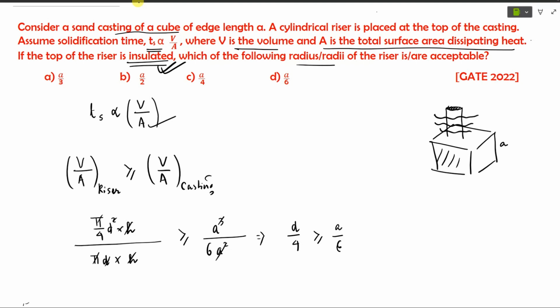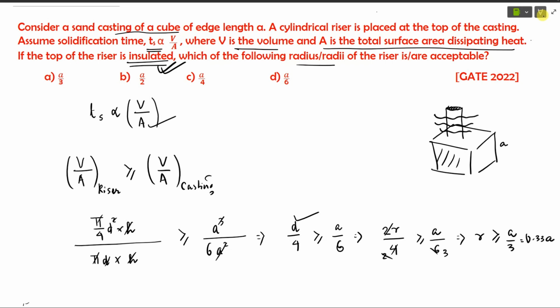Now as the options are given in terms of radii, so we'll convert this diameter to radii. So r by 2 divided by 4 should be greater than equals to a by 6. So 2 and 3. So finally we get an expression that r should be greater than equals to a by 3. If we simplify it, it becomes 0.33a. It means our correct answer should be greater than or equals to 0.33a.